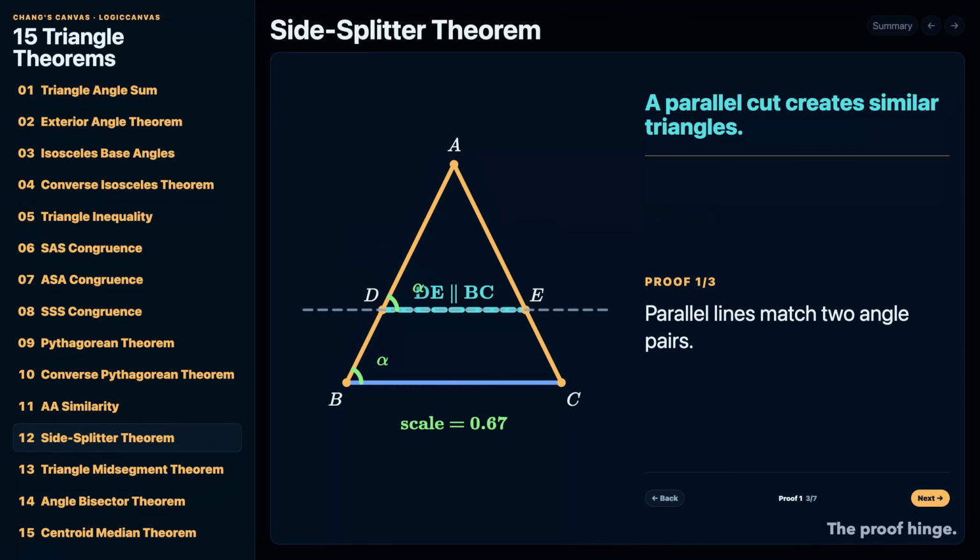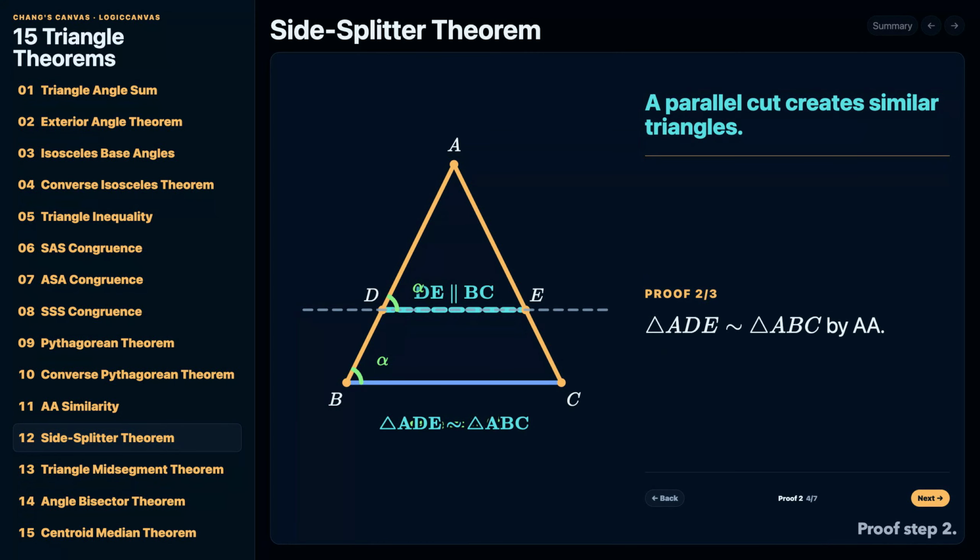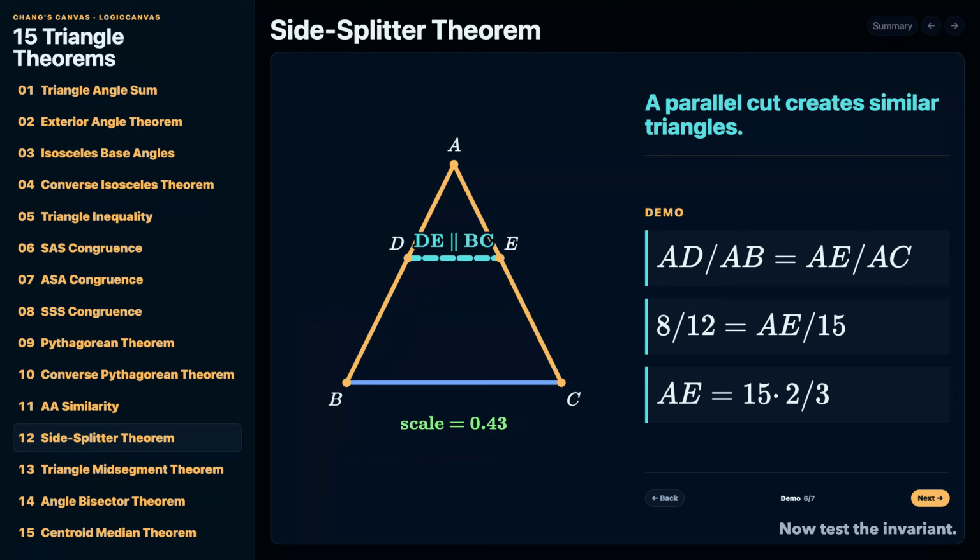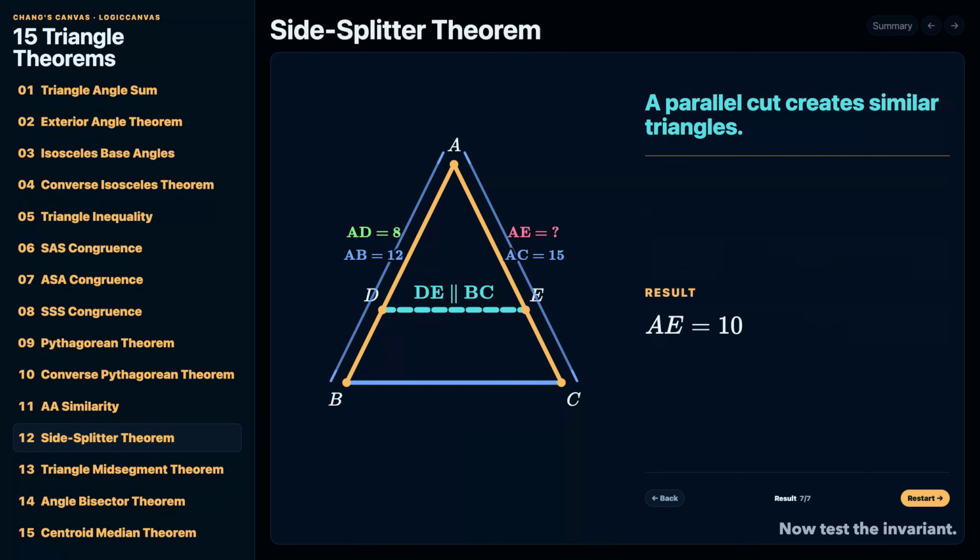For the proof, parallel lines create two corresponding angle pairs. Next, those pairs prove angle-angle, or AA similarity. Next, similarity gives every matching scale ratio. Slide segment DE while keeping it parallel to BC. The small triangle changes scale, but AD over AB, AE over AC, and DE over BC remain equal. A parallel cut creates a smaller, similar triangle and equal corresponding ratios.